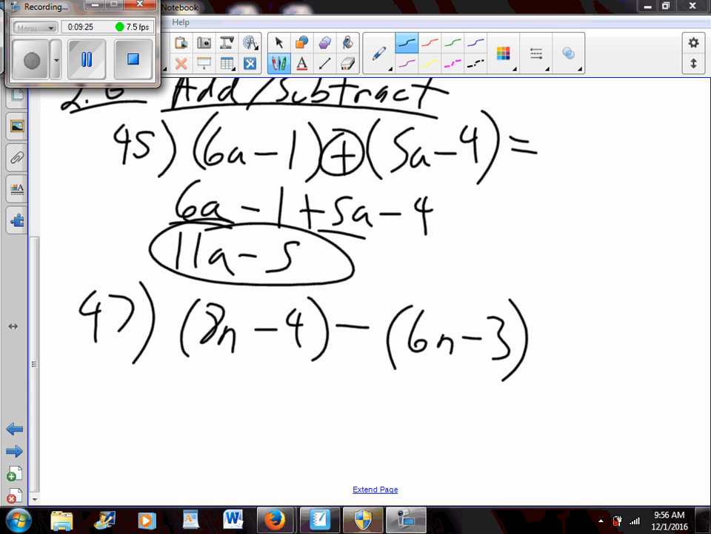Okay, so we've got, I want you to do this one together now. 8n minus 4 in parentheses, minus in parentheses, 6n minus 3. Get this one together. You ready? I want you to go now. All right, so here we go.